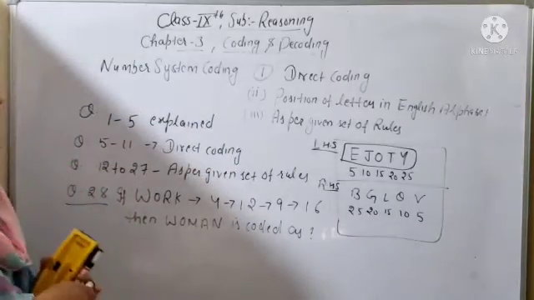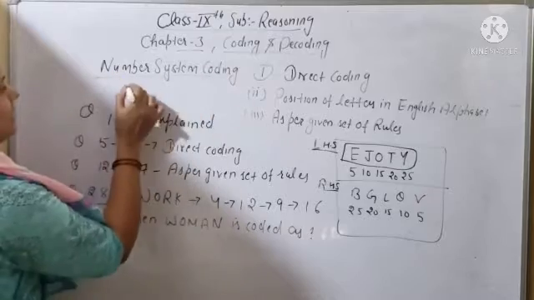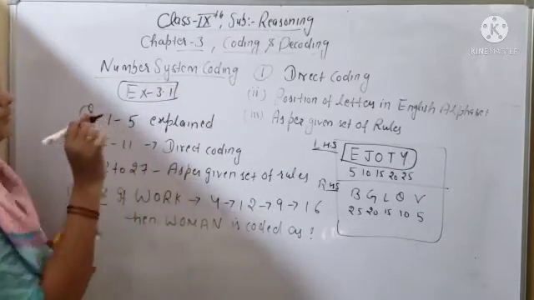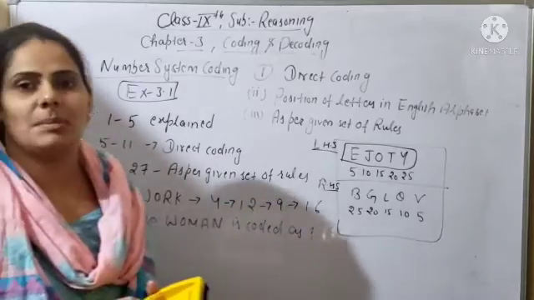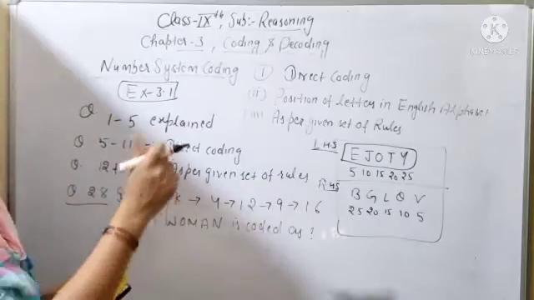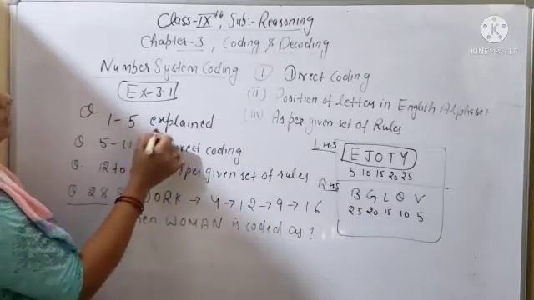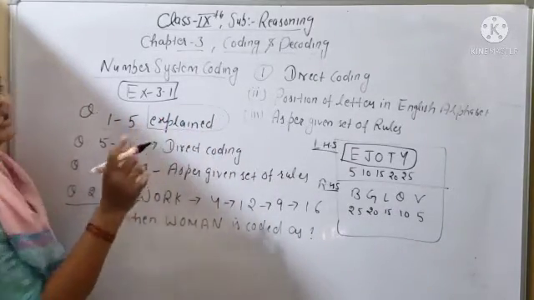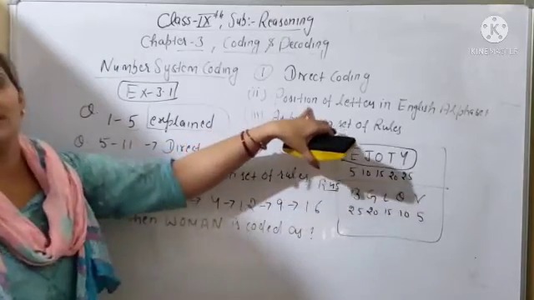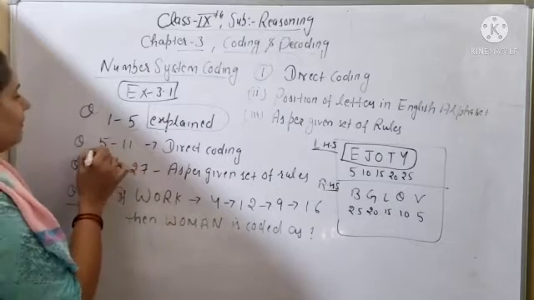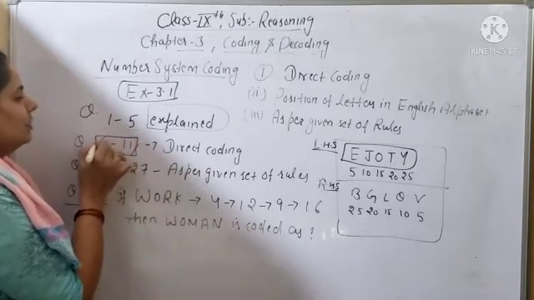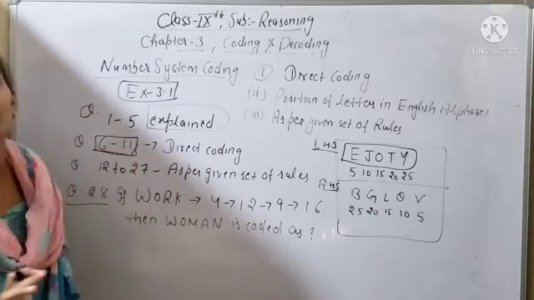Exercise 3.1. We have started Exercise 3.1, and in this exercise the first 1 to 5 questions I have already explained. These questions are based on the position of letters in the English alphabet, based on the second rule. After that, question number 6 to 11 are from direct coding. Very simple, easy questions are given, you can do them yourself.